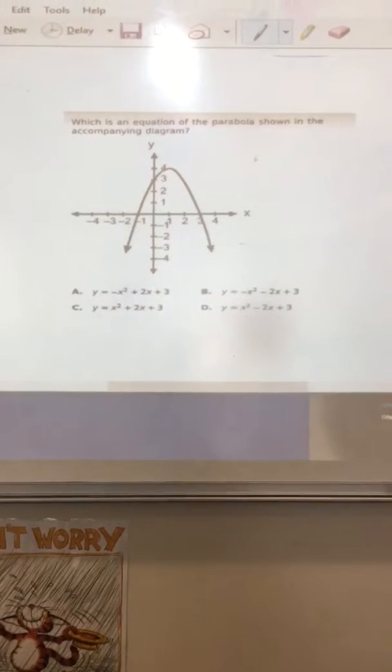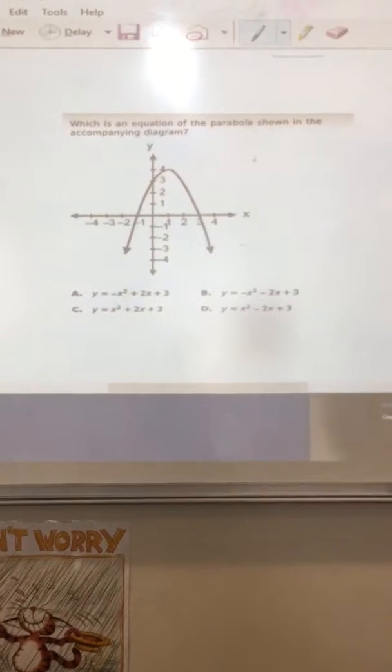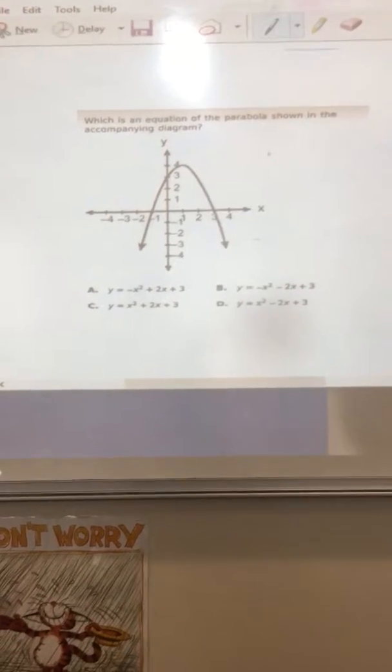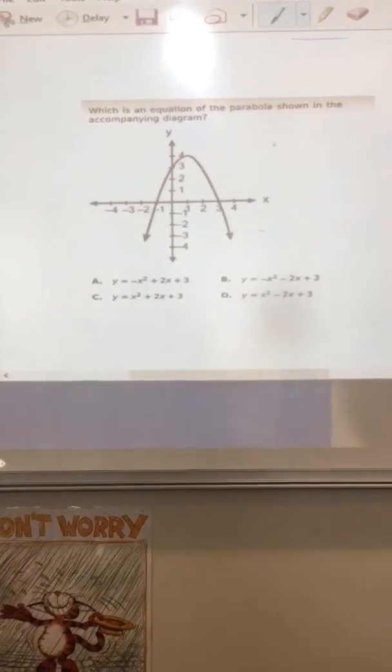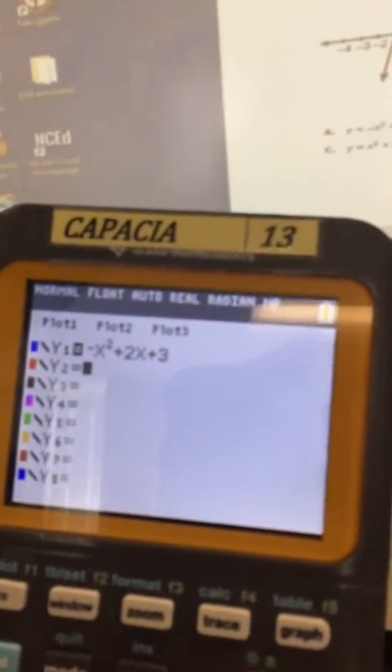In that question, it's asking us what equation out of those four choices shows that parabola. So to do that, on the graphing calculator, we plug in all of those equations. So for example, answer choice A is negative x squared plus 2x plus 3. So we put that in the first choice.